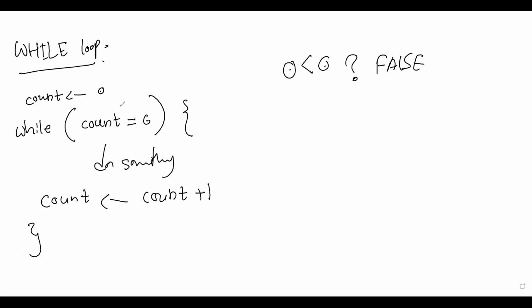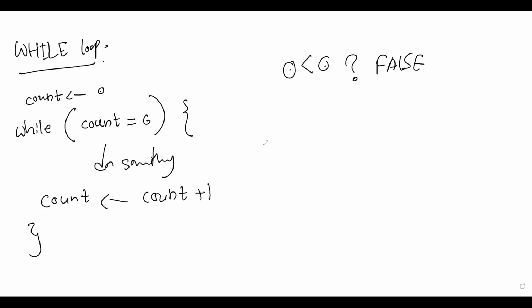It iterates one time, right? Count is zero. So is count equal to zero? Yes. So it gets into this loop and does whatever the task is here. And now the count is count plus one. Initially the count is zero, zero plus one is one. Now the count is one.